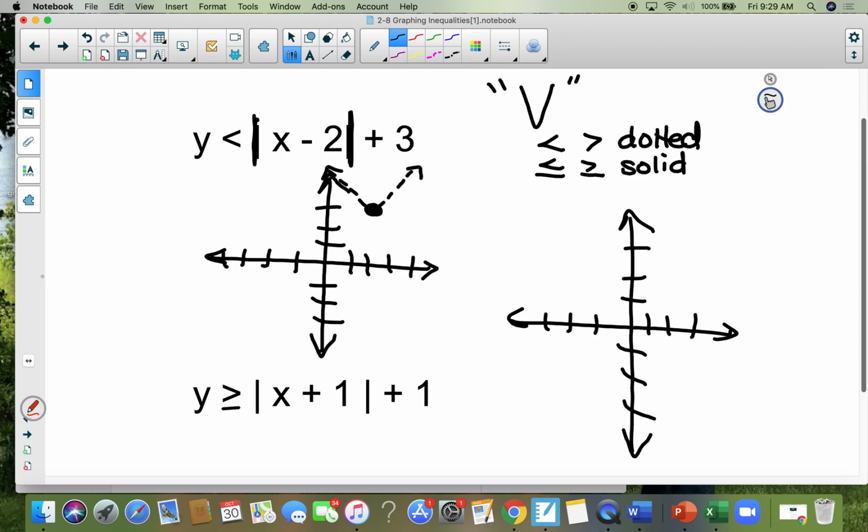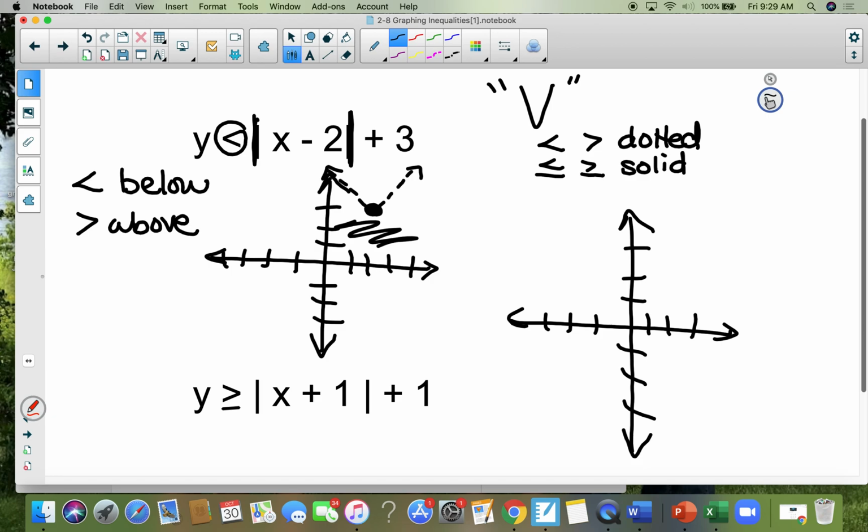And now you either have to shade. If it's less than, you're going to shade below the V. If it's greater than, you're going to shade above. Because it's less than, it's just shade below it. And that's it. So let's do one more, a little bit faster.